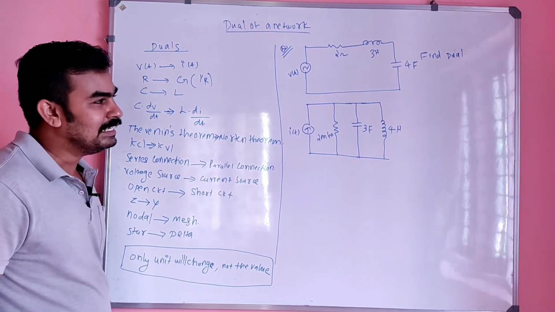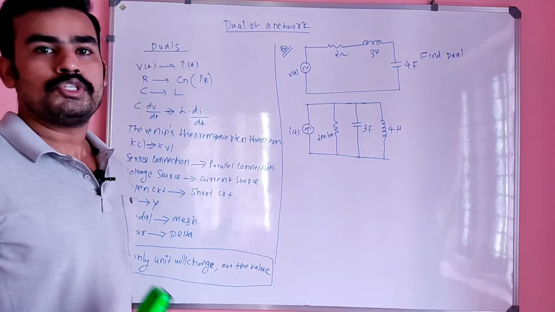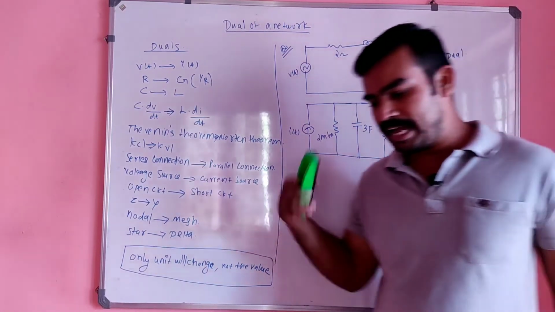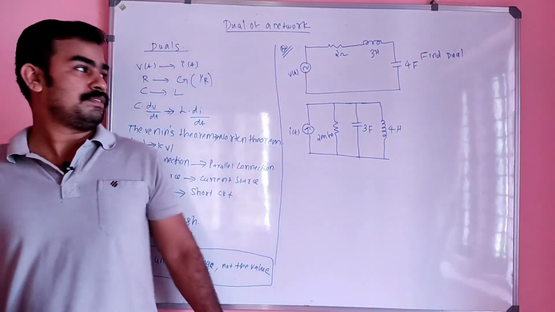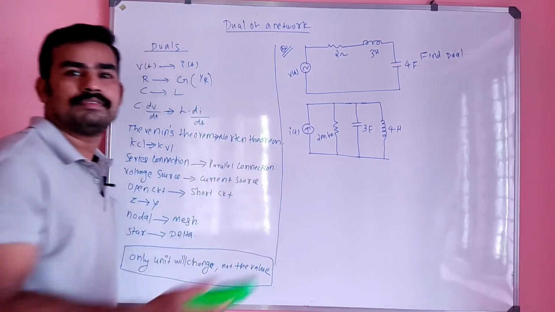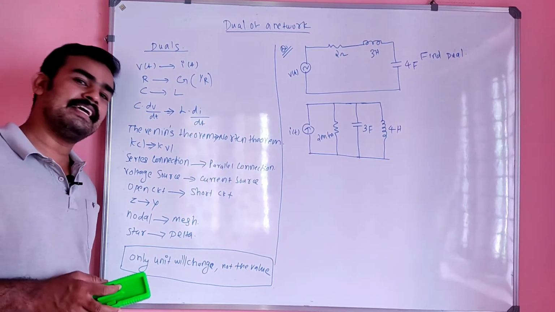Is it correct? So this is the dual of what? This network. So in objective type examination, you may ask like this also. Some network is given to you, and you have to find the dual of the network. Simply you can apply this, you will get the answer.